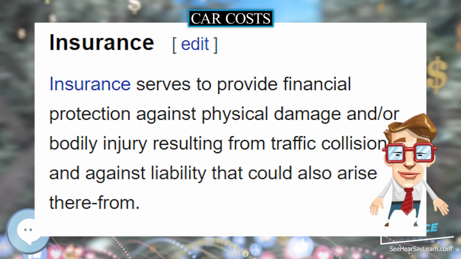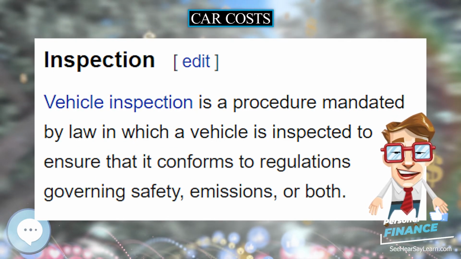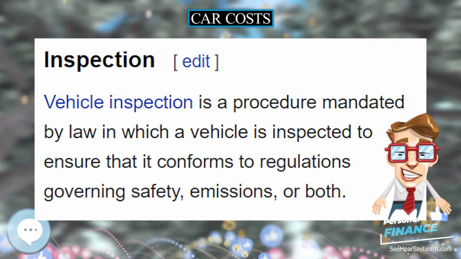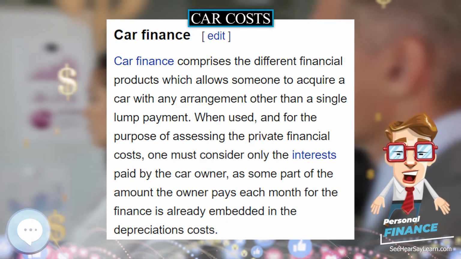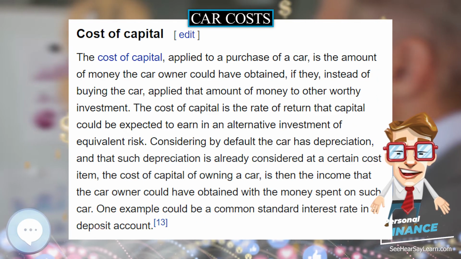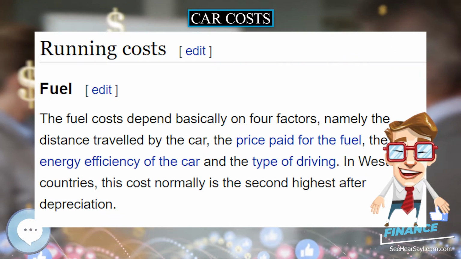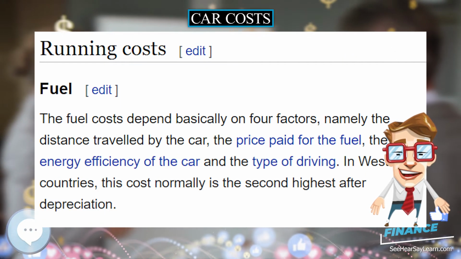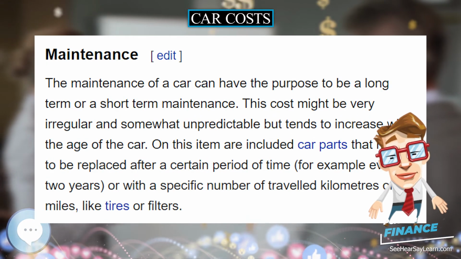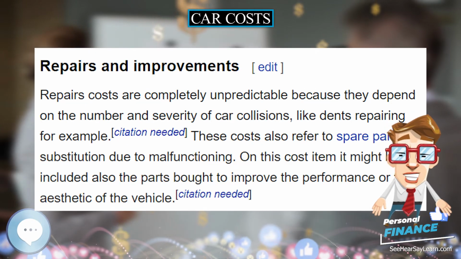Repairs and improvements. Repair costs are completely unpredictable because they depend on the number and severity of car collisions, like dents repairing for example. These costs also refer to spare parts substitution due to malfunctioning. On this cost item it might also be included the parts bought to improve the performance or the aesthetics of the vehicle.